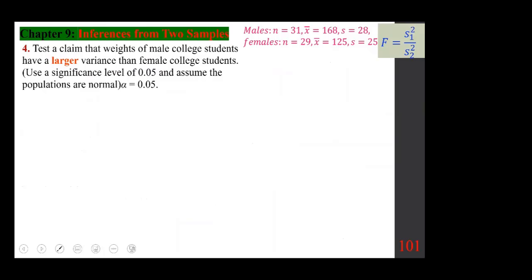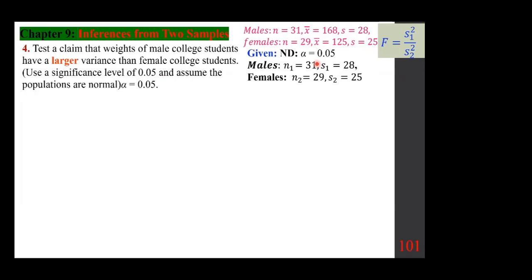Test a claim that weights of male college students have a larger variance than female college students. Use a significance level of 0.05 and assume the populations are normal. Alpha equals 0.05. The given are here symbolically. There is not much we have to do. Let's start with writing the first group as n sub 1, s sub 1, and the second group as n sub 2, s sub 2.